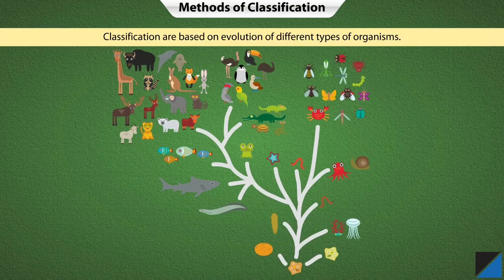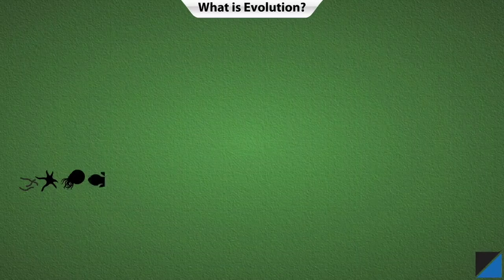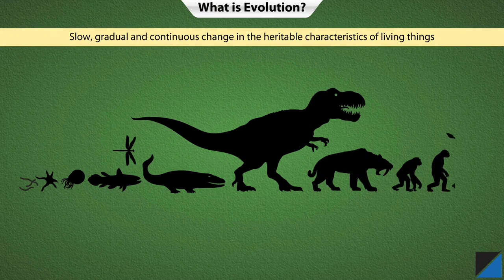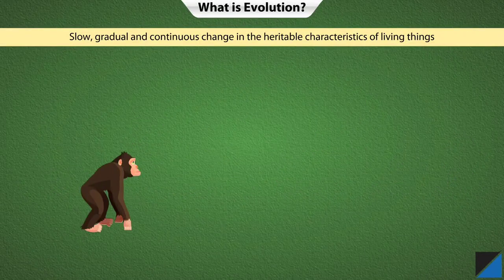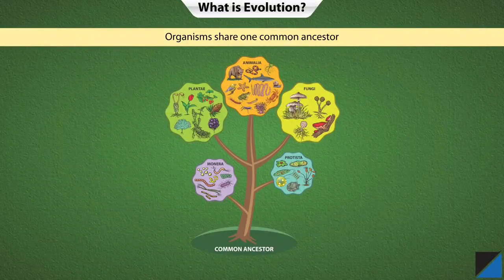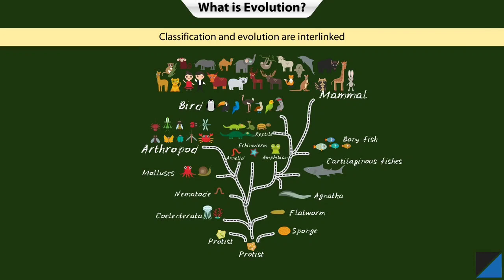Most of the modern systems of classification are based on the evolution of different types of organisms. What is evolution? Evolution refers to a slow, gradual, and continuous change in the heritable characteristics of living things. For instance, evolution of humans from apes. Although there have been changes in characteristics, we have a common ancestor. For instance, a big family may have common grandparents. Hence, classification and evolution are interlinked, since evolution is the development of new characteristics and classification is done on the basis of these new characteristics.